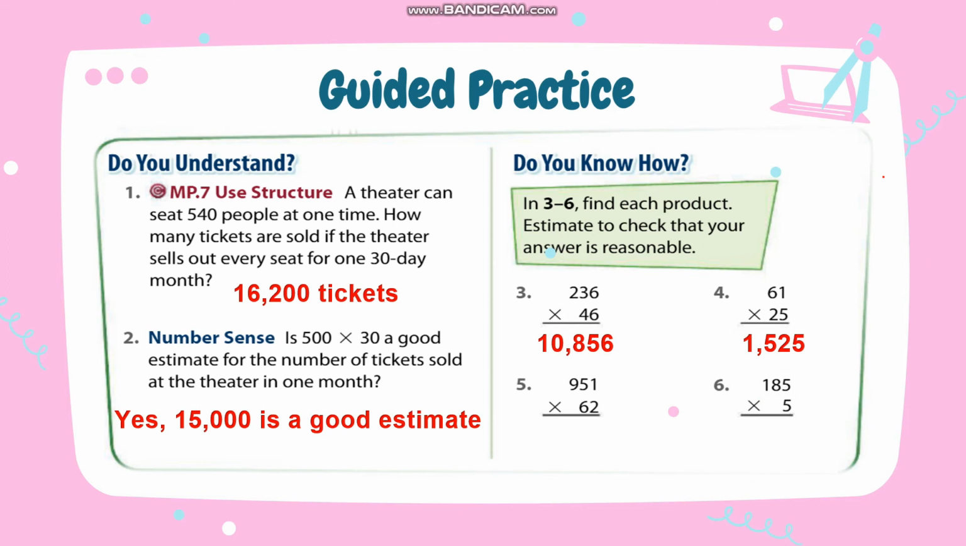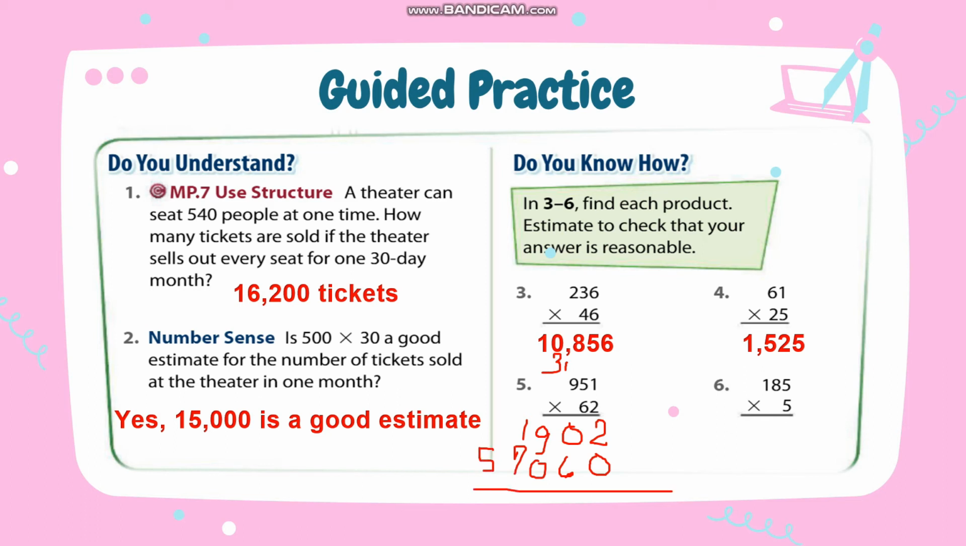1,525. Next, 2 times 1 is 2. 2 times 5 is 10. So 0, regroup 1. 2 times 9 is 18 plus 1. That is 19. Then I need to add 0 before multiplying the second digit. 6 times 1 is 6. 6 times 5 is 30. So 0, regroup 3. Then 9 times 6 is 54 plus 3 is 57.